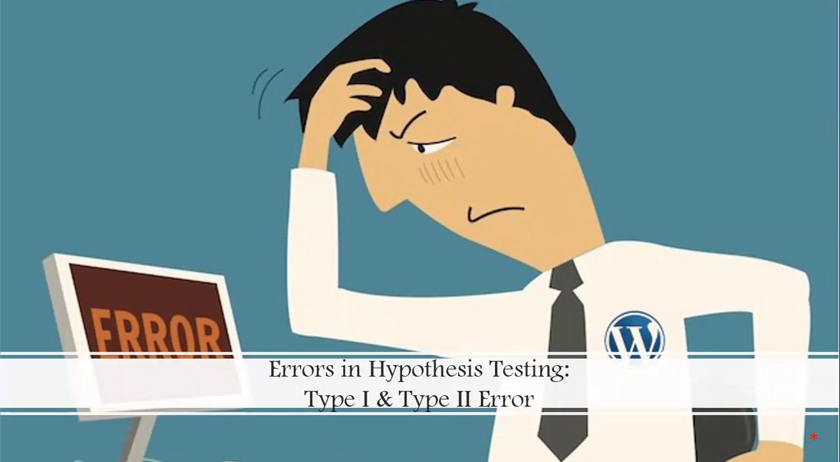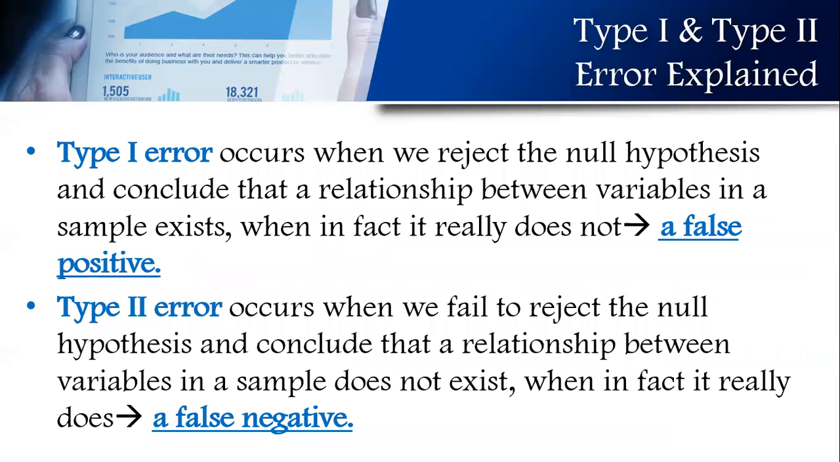Now let's discuss two types of common errors in hypothesis testing, referred to as type 1 and type 2 error. Type 1 error occurs when we reject the null hypothesis and conclude that a relationship between variables in a sample exists, when in fact it really does not. This is known as a false positive.